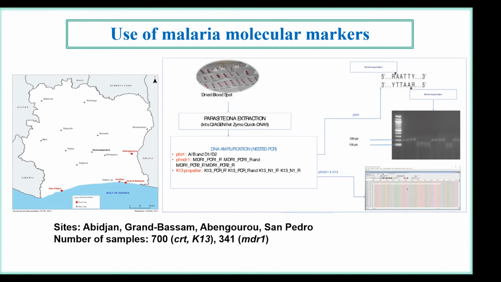So for CRT and K13, for example, we have collected 700 samples, and for MDR1 we have collected 341 samples. Next slide.